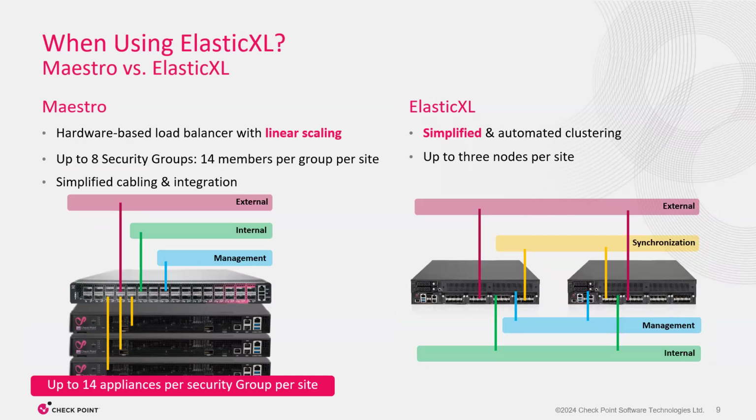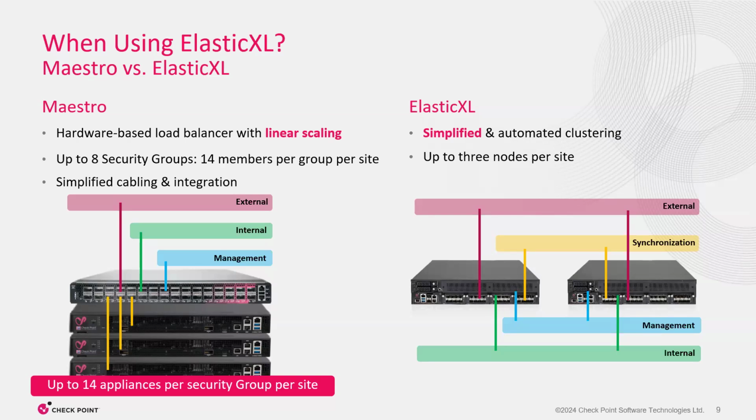So, Maestro is really designed for linear scaling. Add another gateway, you get that gateway's worth of throughput to the Maestro stack. Up to 8 security groups, 14 members per site, and it does simplify the cabling. Your infrastructure cabling comes from the orchestrator, and the only thing you're plugging into the firewalls is downlinks from the orchestrator.